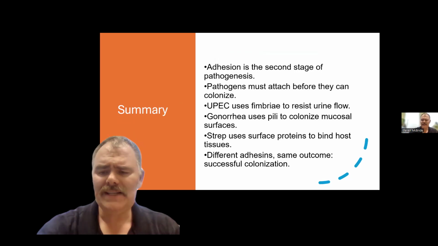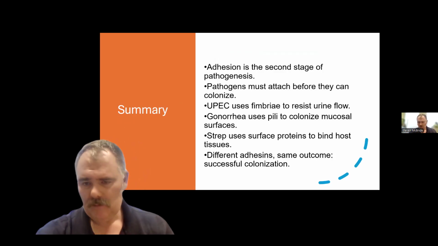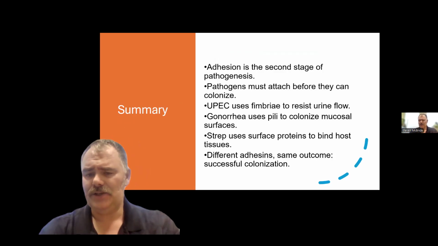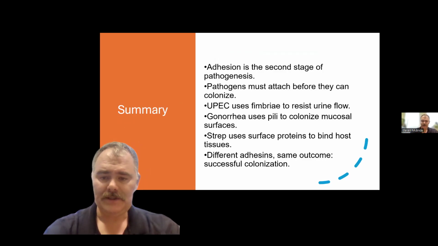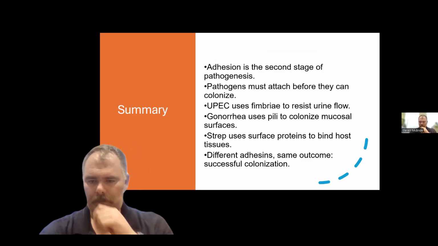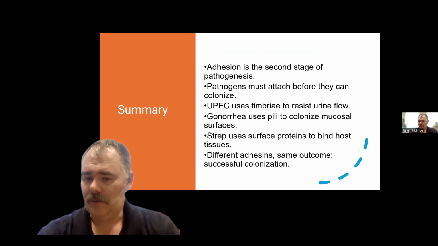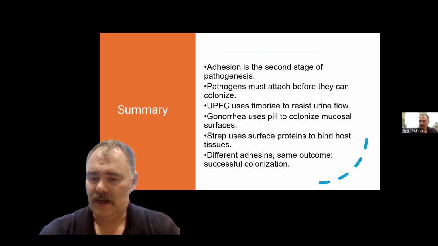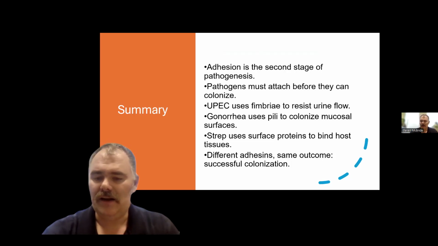Today, we examined the second stage of pathogenesis, which is adhesion. We learned that attachment is essential because host defenses constantly work to remove microbes. We also learned about the different mechanisms by which several organisms can attach, including both fimbrial and afimbrial mechanisms. And although they differ, they all accomplish the same goal, allowing the pathogen to remain attached long enough for infection to become established.